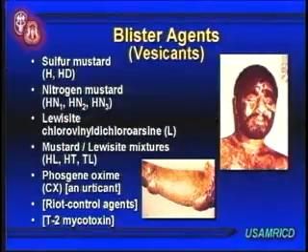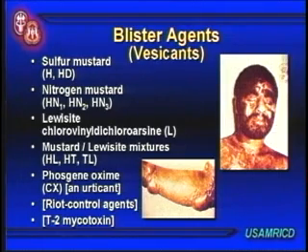All right, let's see. Lung, blood, blister. The next category must be blister agents, or vesicants. There are three main categories of vesicants. There are the mustards, there's lewisite, and there's phosgene-oxime. The mustards can be further subdivided into sulfur mustard and the nitrogen mustards.